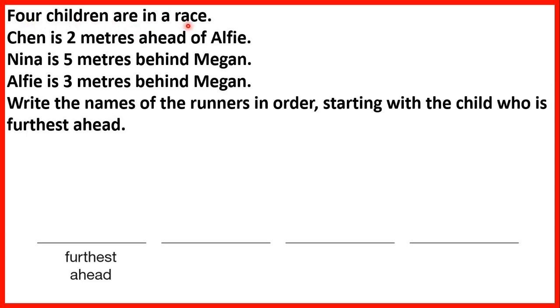4 children are in a race. Chen is 2 meters ahead of Alfie. Nina is 5 meters behind Megan. Alfie is 3 meters behind Megan. Write the names of the runners in order starting with the child who is furthest ahead. So what we can do to solve this question is to draw a diagram to show what's happening.